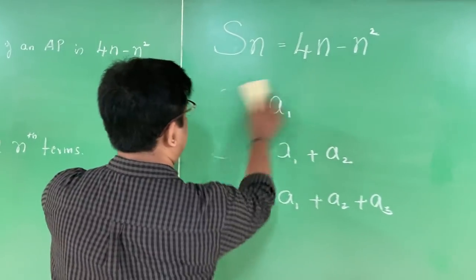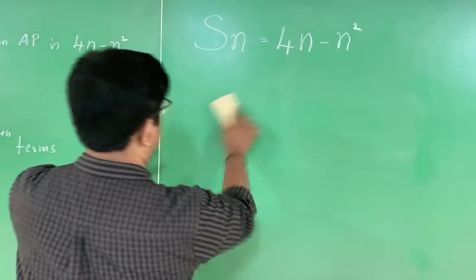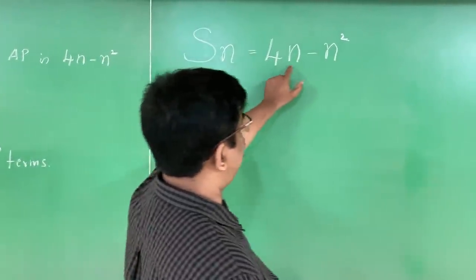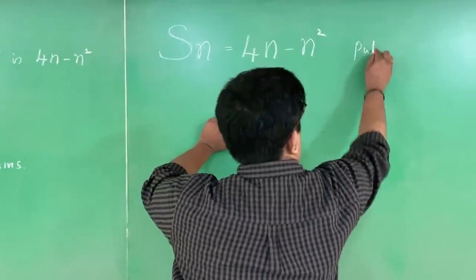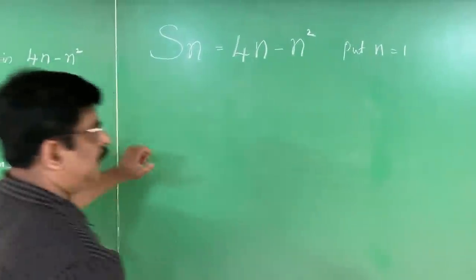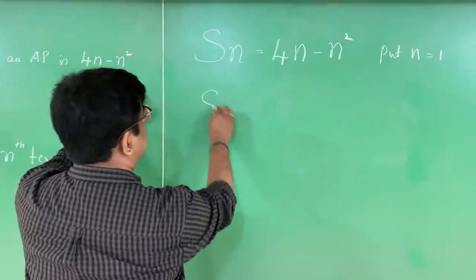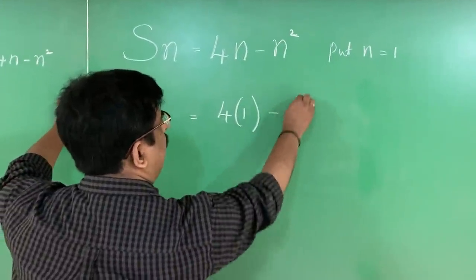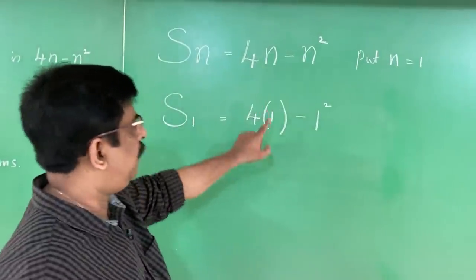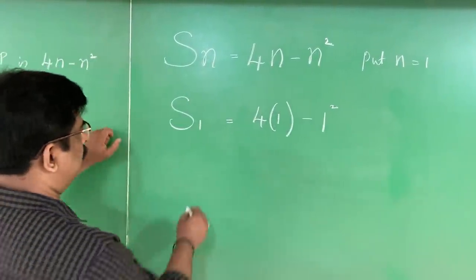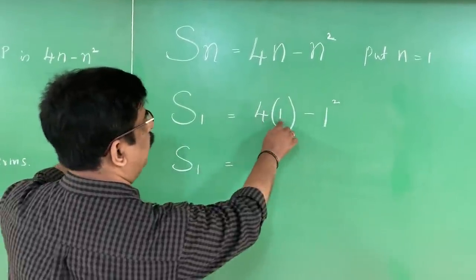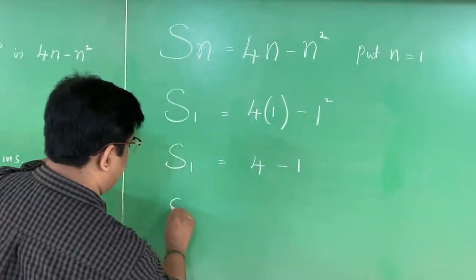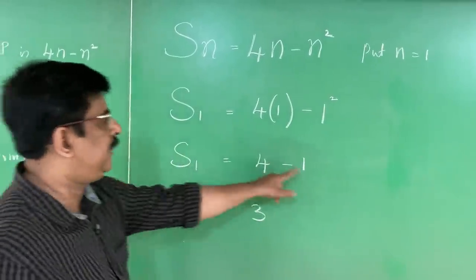Now, what is he asking? Find the first term. This is the formula he has given: Sn is equal to 4n minus n square. Put n is equal to 1. When I put n is equal to 1, this becomes S1. S1 is equal to 4 of 1 minus 1 square. Where there is n, replace it with 1. Then S1 is equal to 4 into 1 is 4, minus 1 square is 1 into 1, 1. S1 is equal to 3. 4 minus 1 is 3.